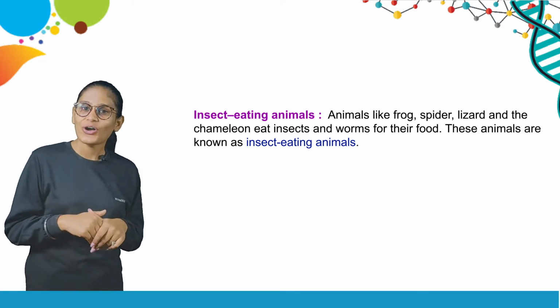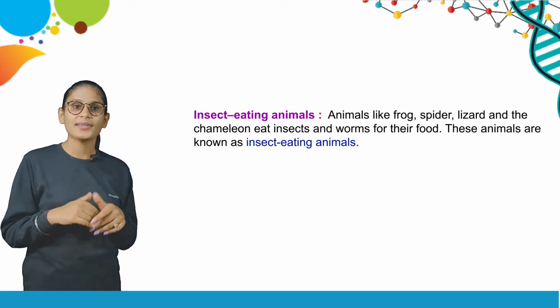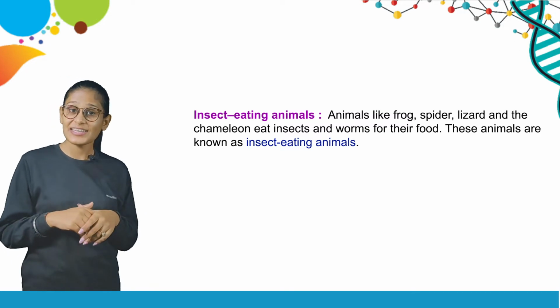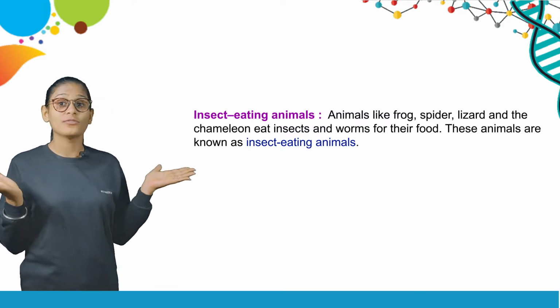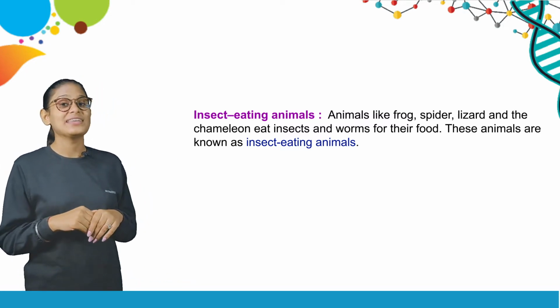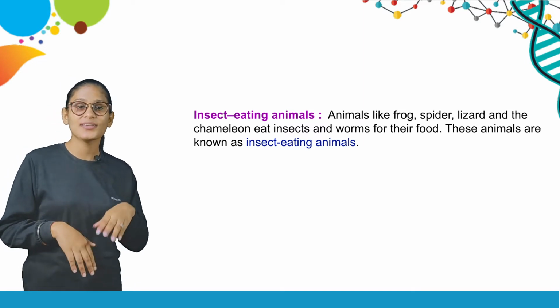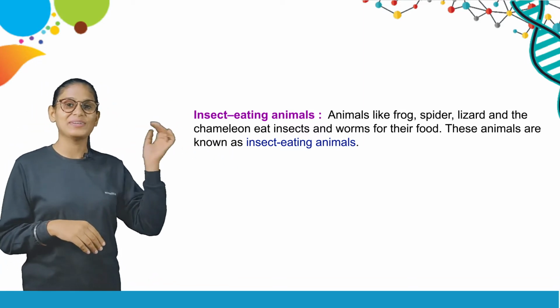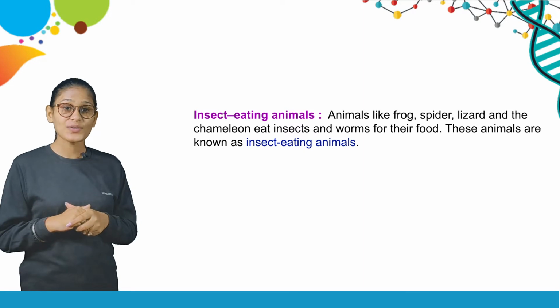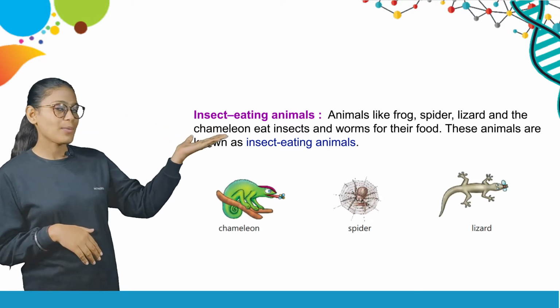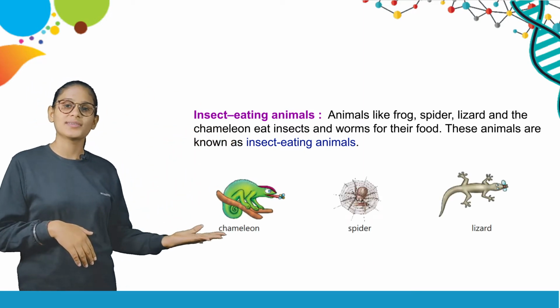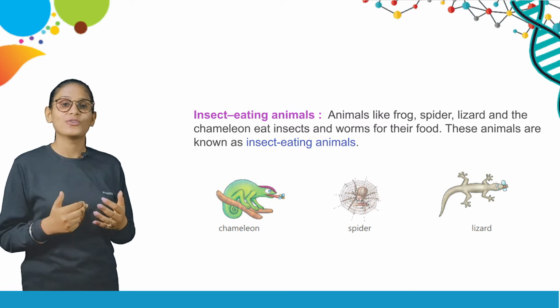Animals like frog, spider, lizard and chameleon eat insects and worms as their food. These animals are known as insect-eating animals. Look at the pictures students. First is chameleon, spider, lizard. Now come to the next.